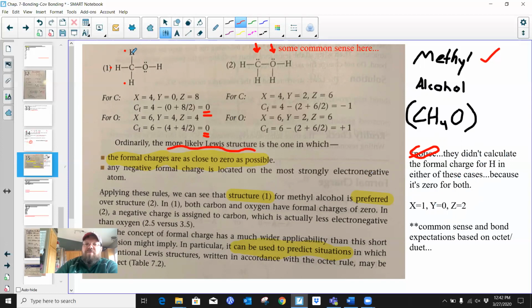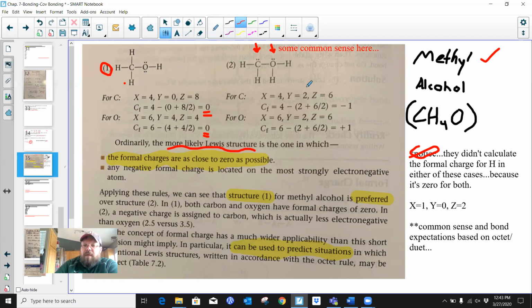So all of the hydrogens within this are 0 as well. So anyway, in structure number 1 over here, all of the formal charges for each one of these atoms in the proposed structure are all 0. Okay. So we're going to lean on this as probably the correct Lewis structure.